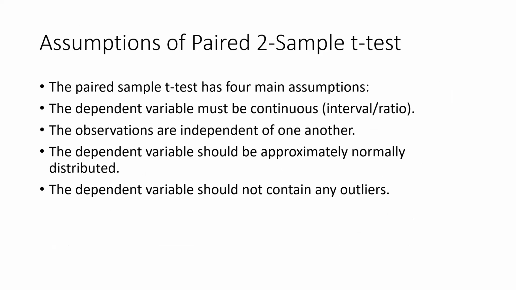What are the assumptions of the paired two-sample t-test? The paired sample t-test has 4 main assumptions. Like before, the dependent variable must be continuous, an interval or ratio variable. The observations are independent of one another. The dependent variable should be approximately normally distributed. Then the dependent variable should not contain any outliers, in which case you have to test some of these things before you do your t-test.